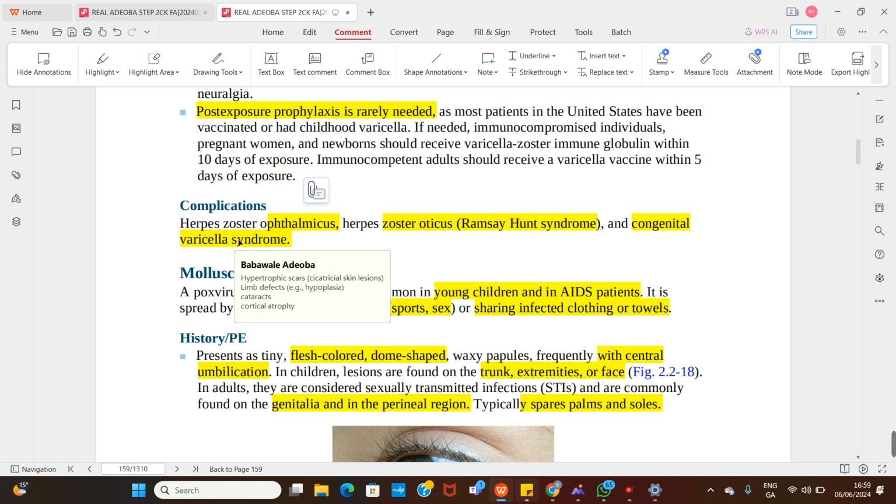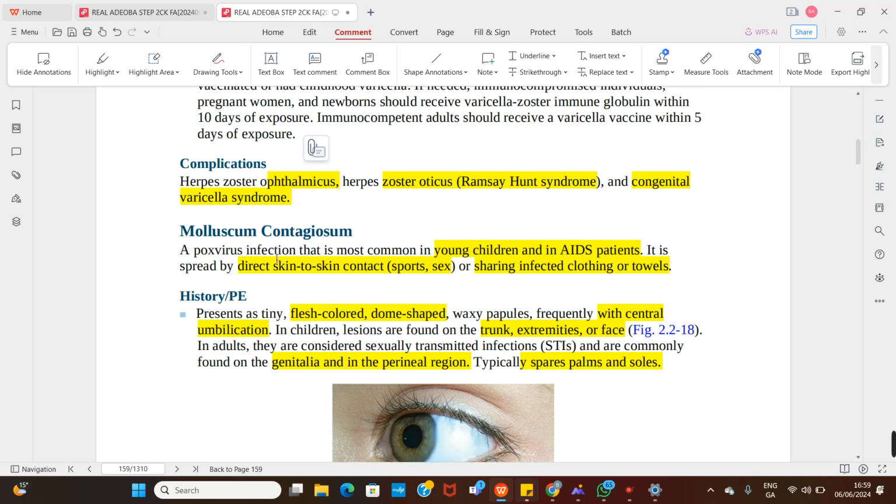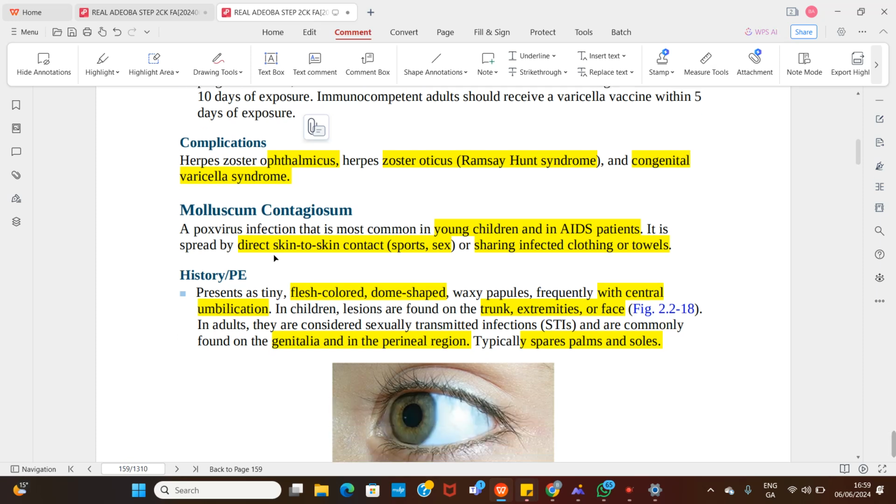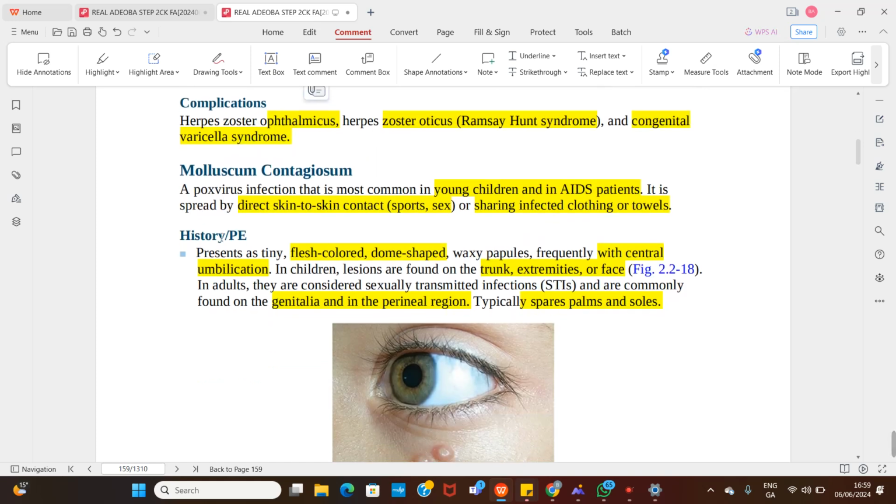They have skin problems, cicatrization, just see skin hypertrophy. They have limb problems, limb hypoplasia. They have cataract in their eyes, and they have cortical atrophy. So once you see this, you think about congenital varicella syndrome. So moving on to molluscum contagiosum. So this is a pox virus.